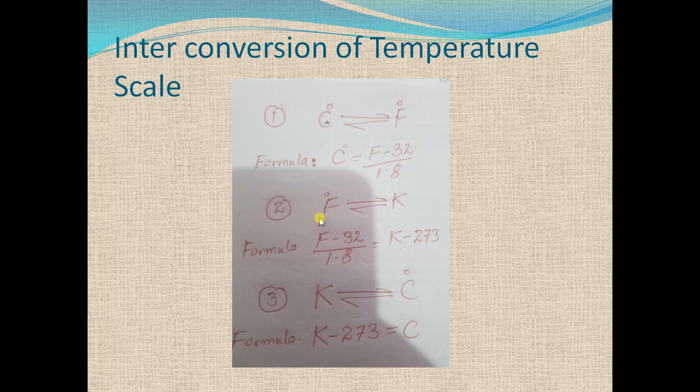The second formula is the interconversion of Fahrenheit into Kelvin, and the formula is F minus 32 divided by 1.8 is equal to K minus 273. So by this formula you can interconvert the Fahrenheit and Kelvin scales. This is the third formula for interconversion of Kelvin to centigrade, and the formula is K minus 273 is equal to centigrade.